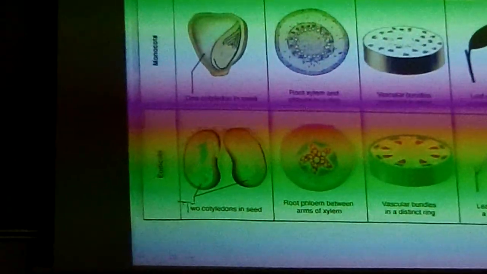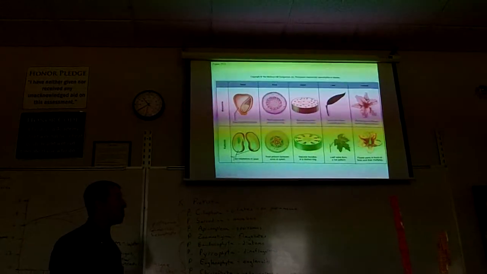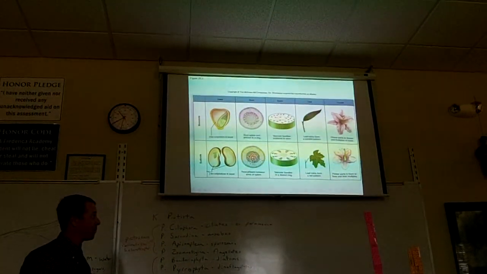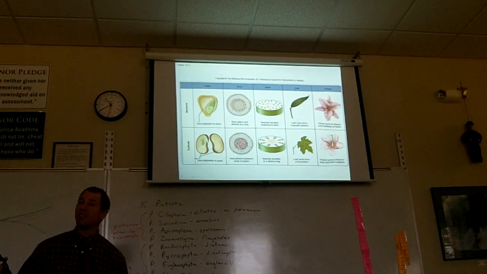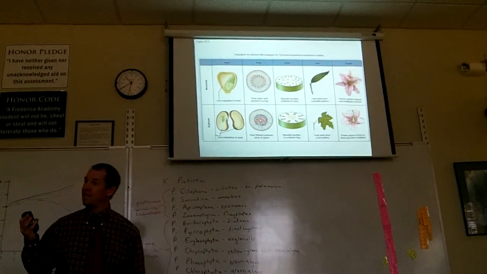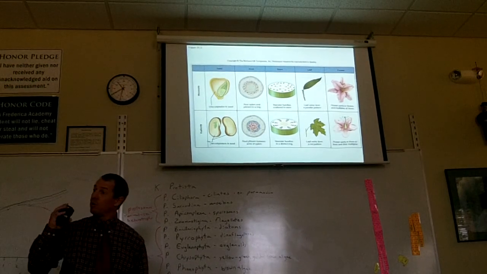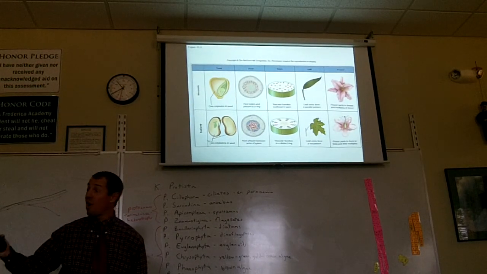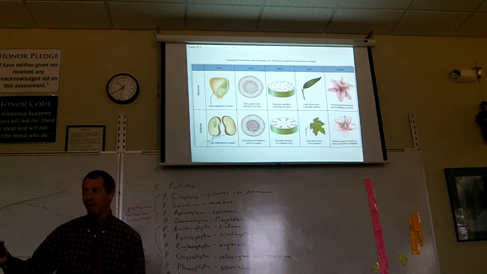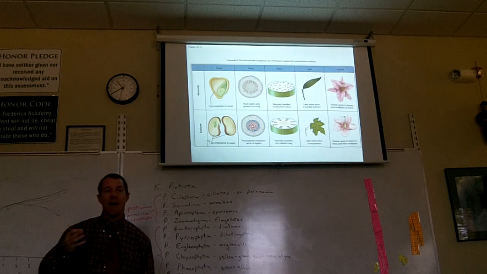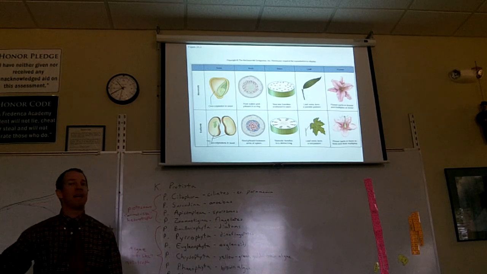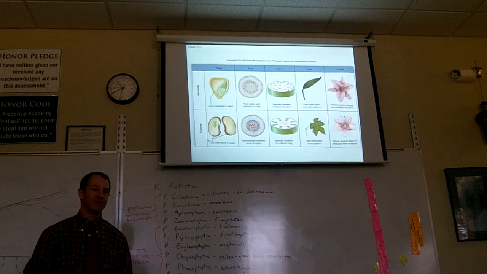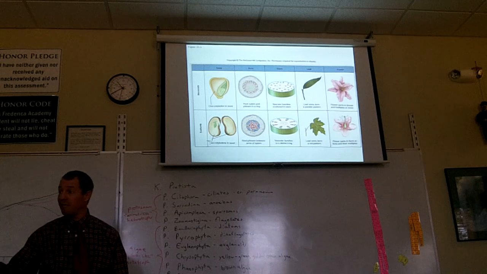So what is a flowering plant? A flowering plant produces flowers for reproduction. Like a pine tree is not a flowering plant. A pine tree is a gymnosperm, which produces cones and doesn't have any flowers. Flowering plants actually produce flowers at some time. Most of the plants you see out there are flowering plants. But ferns are not flowering plants.